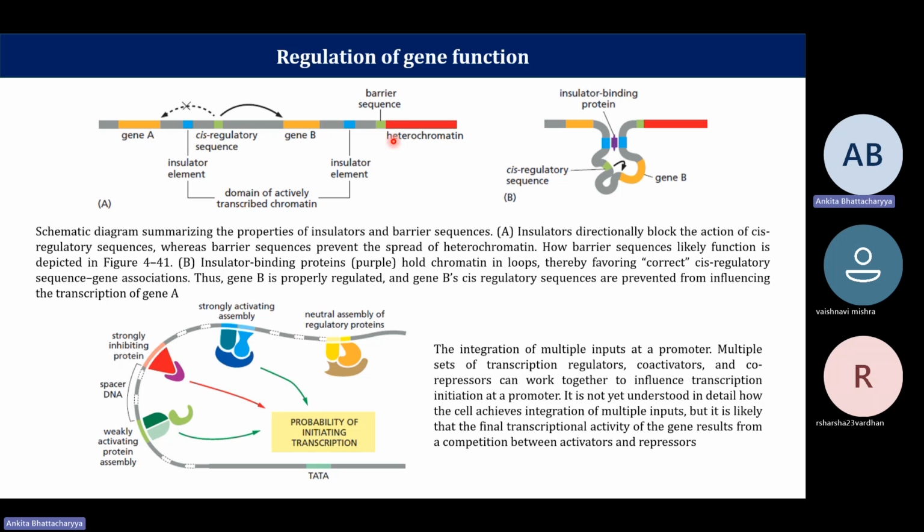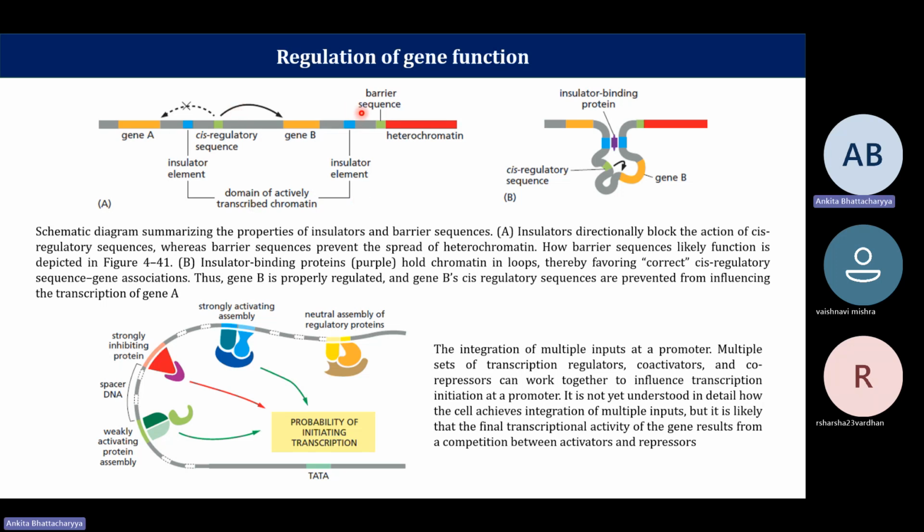So what does this mean? Yeah. So this is gene A, this is gene B. You can see that there are two insulator elements which are shown here in blue. There's a barrier sequence shown here in green, and this is some regulatory sequence which is controlling the expression of gene B. This is actively transcribed chromatin.